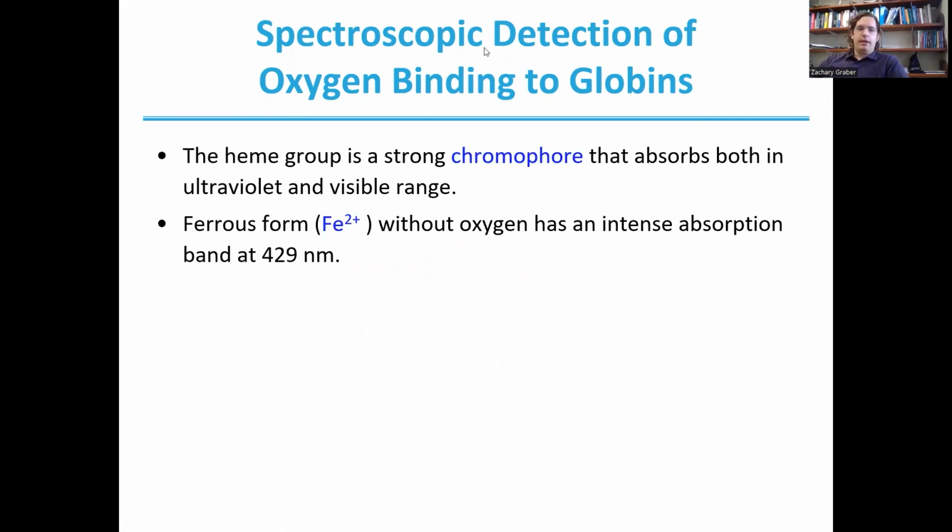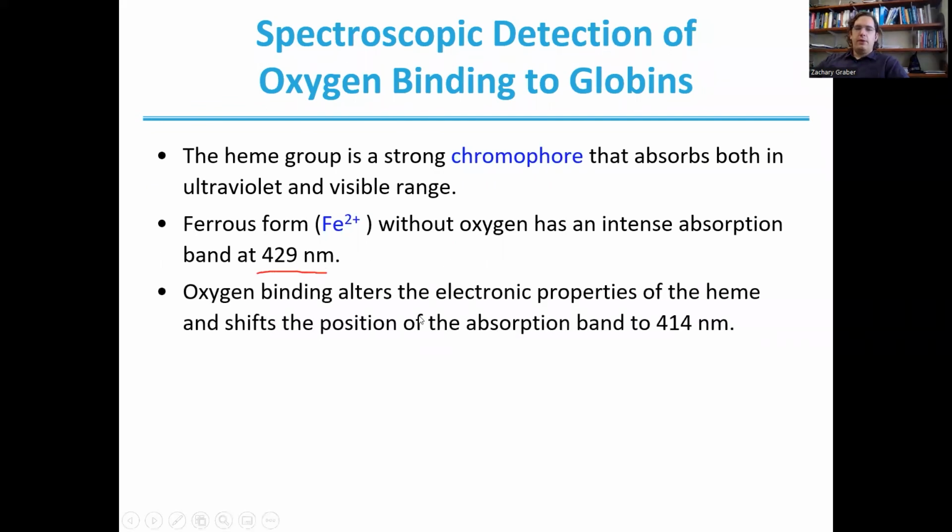Oxygen would be our ligand. And the heme group has an iron that actually changes its absorption as it binds to oxygen. So in the ferrous form without oxygen, we absorb at 429 nanometers, whereas once we bind to oxygen, it actually alters the electronic properties of our heme group, and our absorption shifts to 414 nanometers.